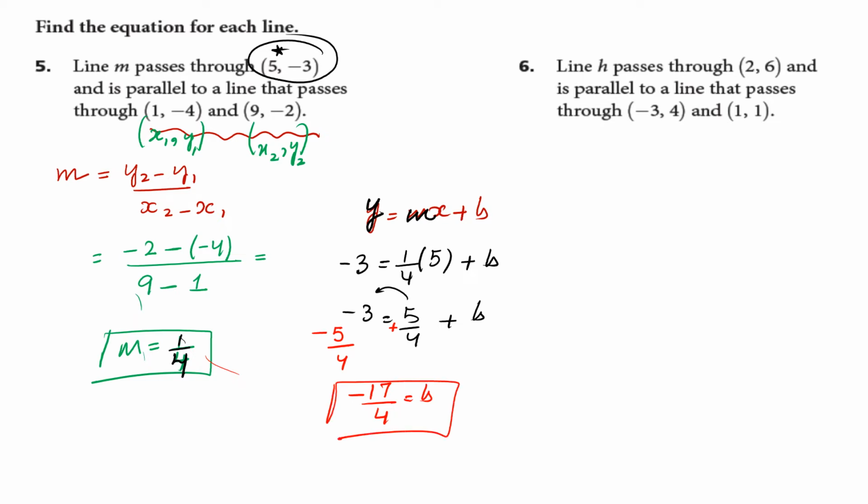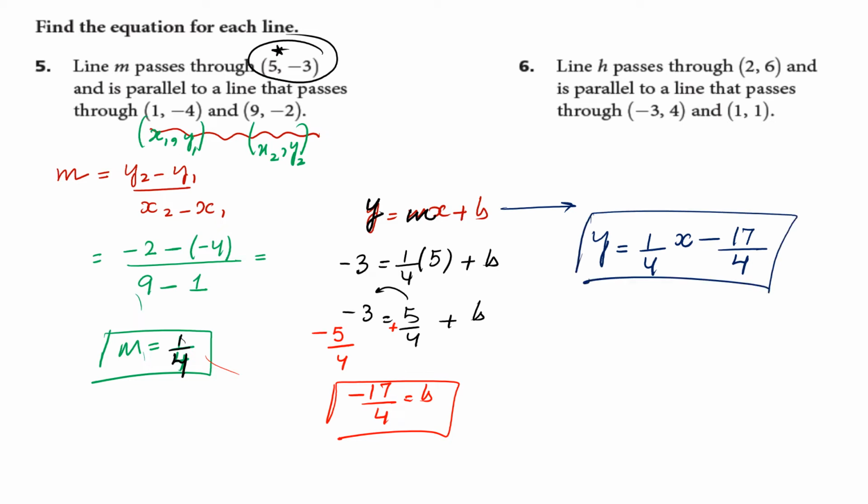So you have the b, you have the m. Now write it in the equation. Keep the y as it is. Replace the m by 1 over 4. Then write the x as it is, and replace b by negative 17 over 4. So that is how we write the equation of a line parallel to another line, which is represented by points, not by the equation of the line.